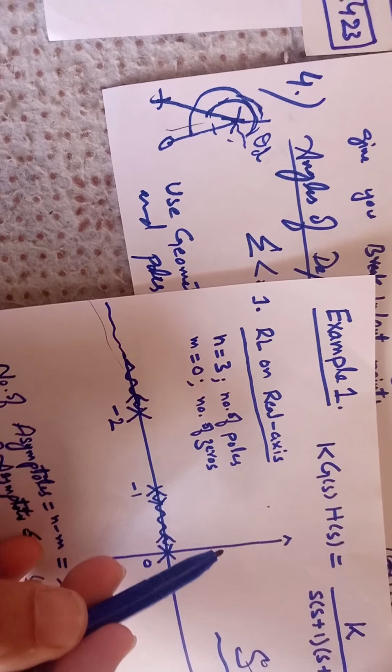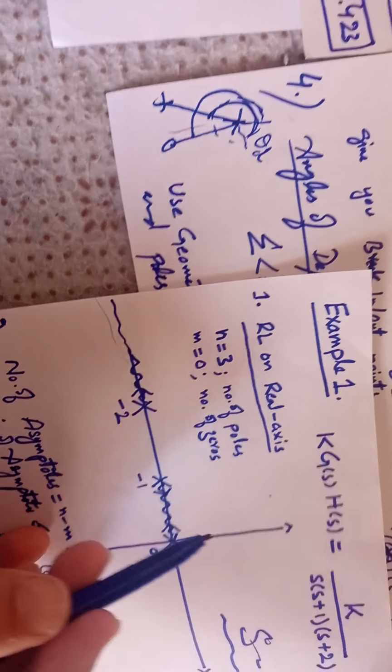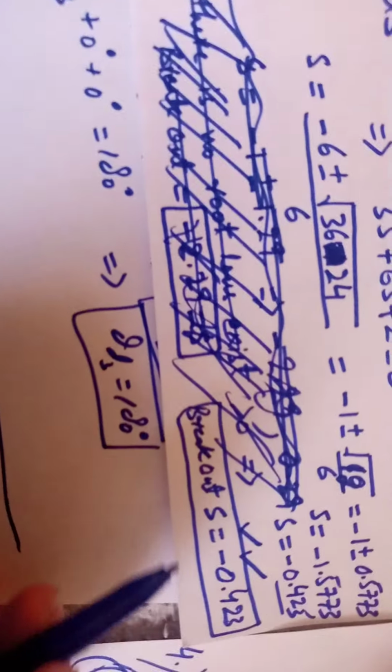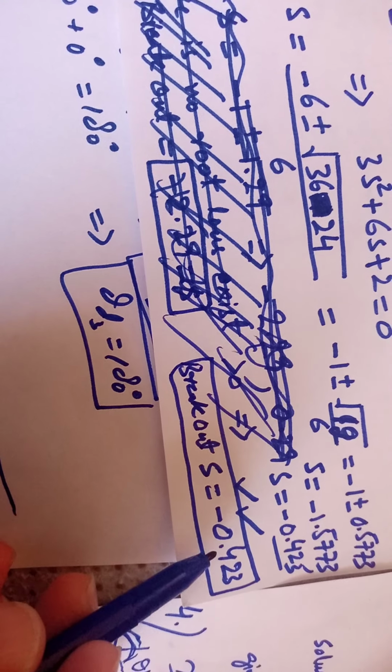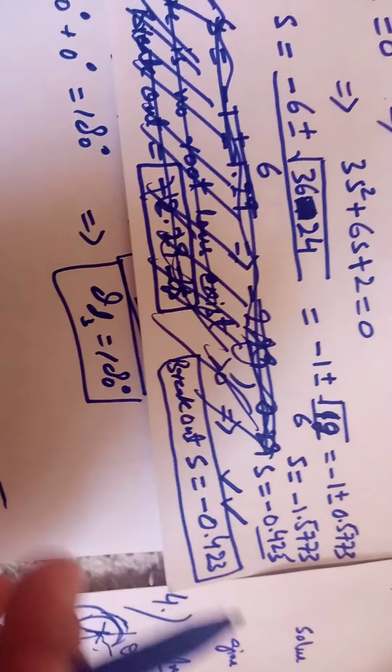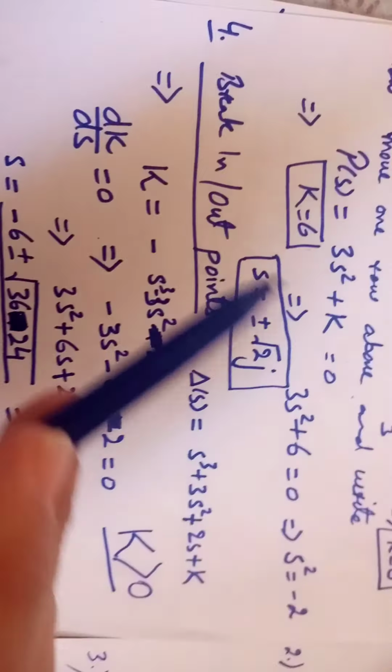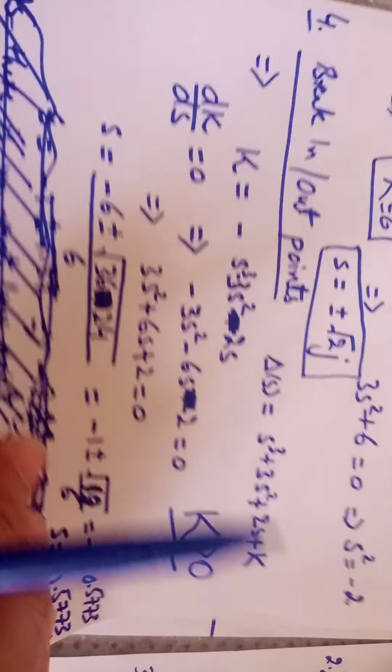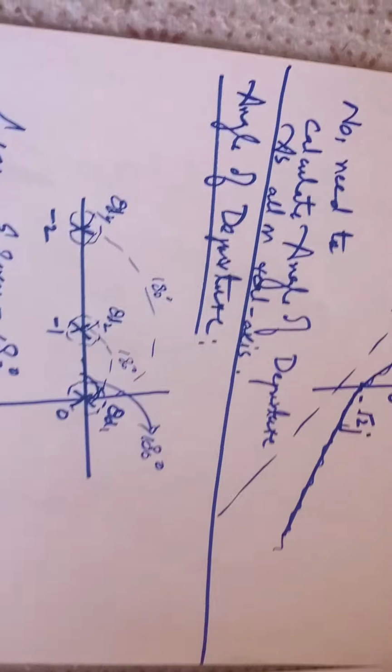Crossing here is at plus root 2j, and minus root 2j. Now from here we know that this point is minus 0.423. Now we have found this point, and we have found the j omega crossing. Now it's time to just sketch the whole root locus.